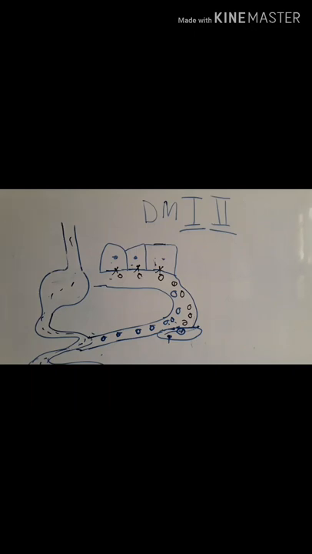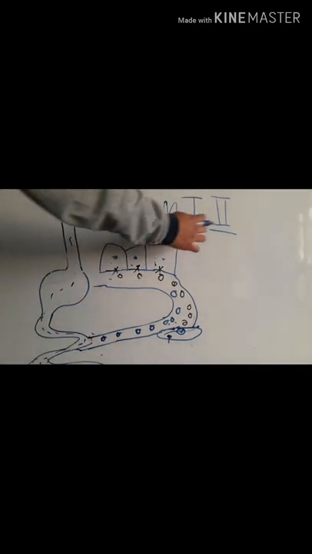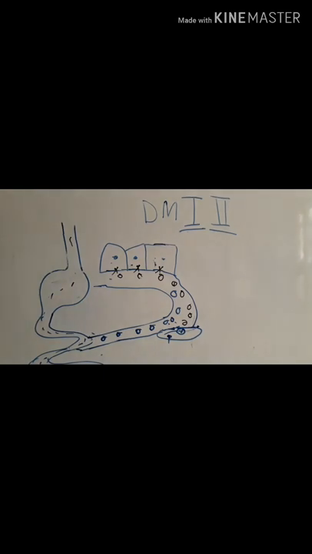Hello guys, today we'll talk about diabetes mellitus type 1 and type 2. Before we explain what happens exactly in type 1 and type 2 diabetes mellitus, we'll explain briefly what happens in the normal physiological body and cells.